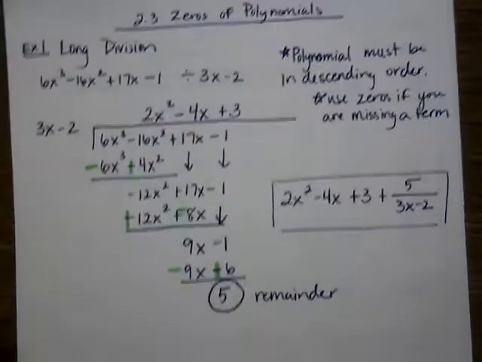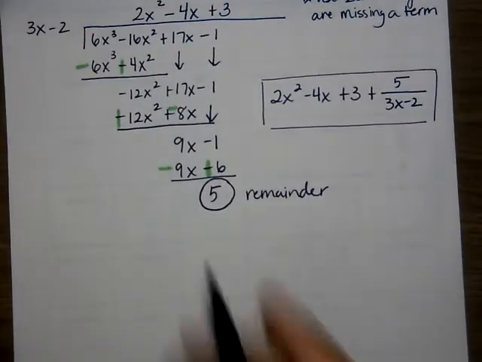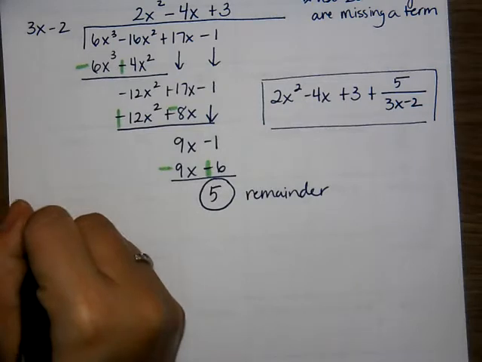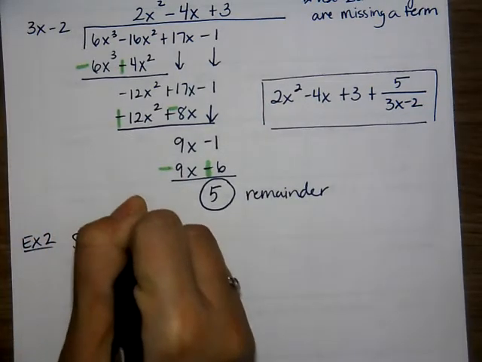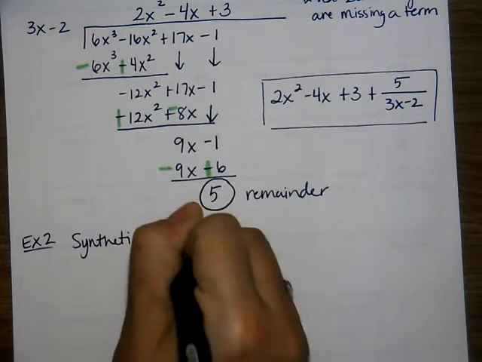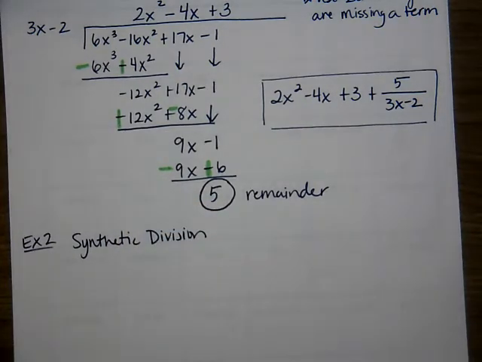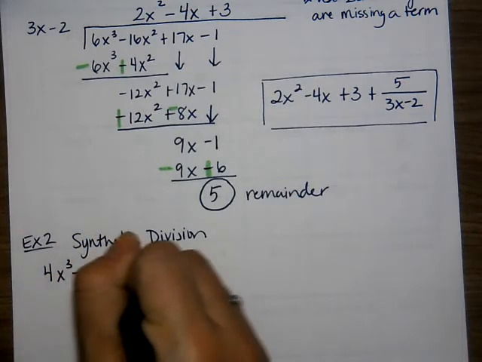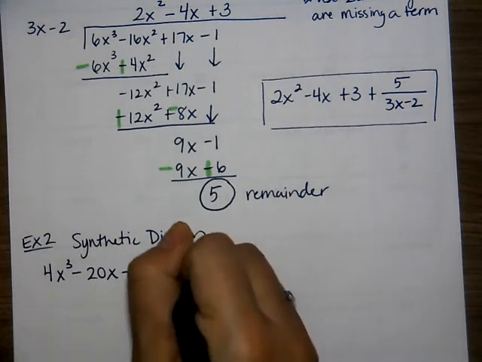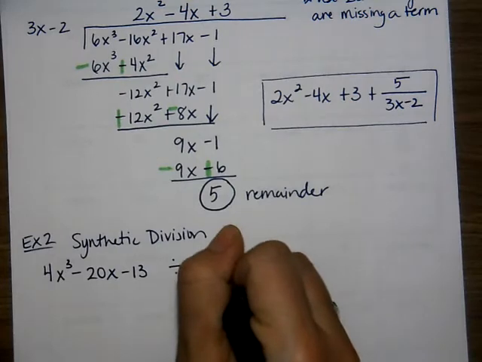So the one that everybody really likes is synthetic division. So this is going to be example 2, and we're going to do an example of synthetic division. Okay, so I have 4x cubed minus 20x minus 13 divided by x minus 3.